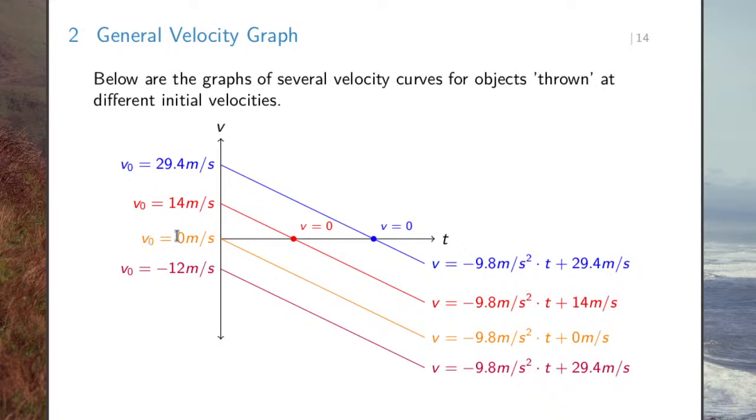The orange one here, this is the case where we drop something, right? And then this is the case where something is thrown downward. I think after saying all of this, I'm pretty sure I typed all that out.